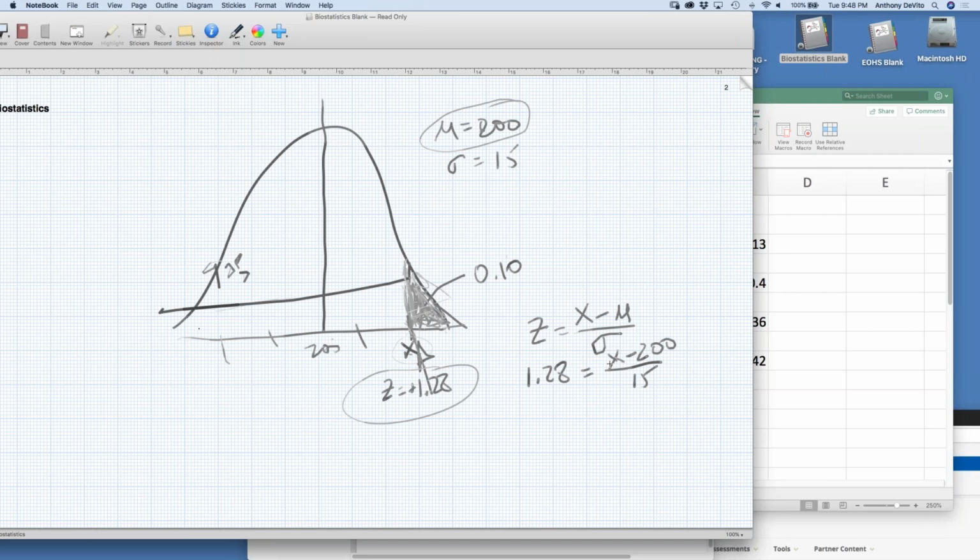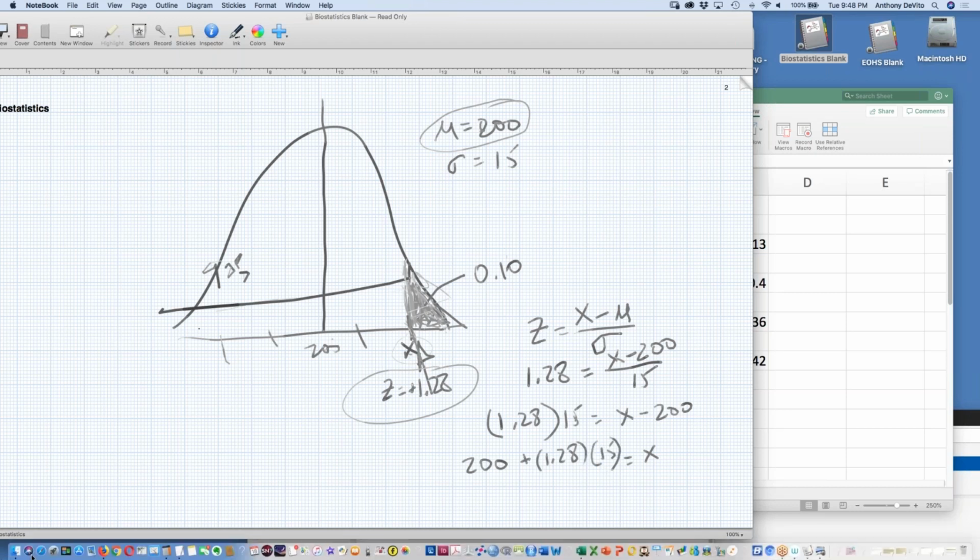Since there's only one unknown in the formula, we can now calculate what x has to be to represent a z-score of 1.28. So it's going to be 1.28, and I'm going to multiply by 15 on both sides, so I get rid of that division, is equal to x minus 200. And now x is equal to, I'm going to move 200 to the other side, 200 plus 1.28 times 15. Okay, and I'll work that out now.